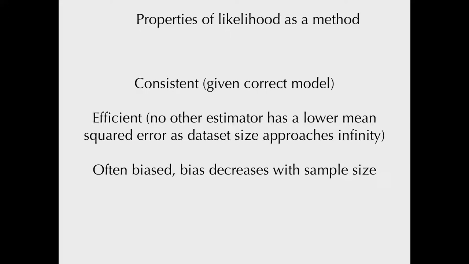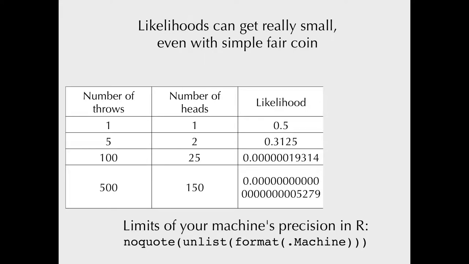One practical problem is that likelihoods can get really, really small. So here's our coin example again. One throw, one heads, likelihood is 0.5. That's fine, you can put it on the computer. Five throws, three heads, 0.3. Then 500 throws, 150 heads, this number. Your computer has finite precision, in R. And so after a while, if you get a number that's too small, you could take a number and subtract a little bit from it and ask, are these equal? And your code will say yes, they are equal. It doesn't have the resolution to tell them apart.